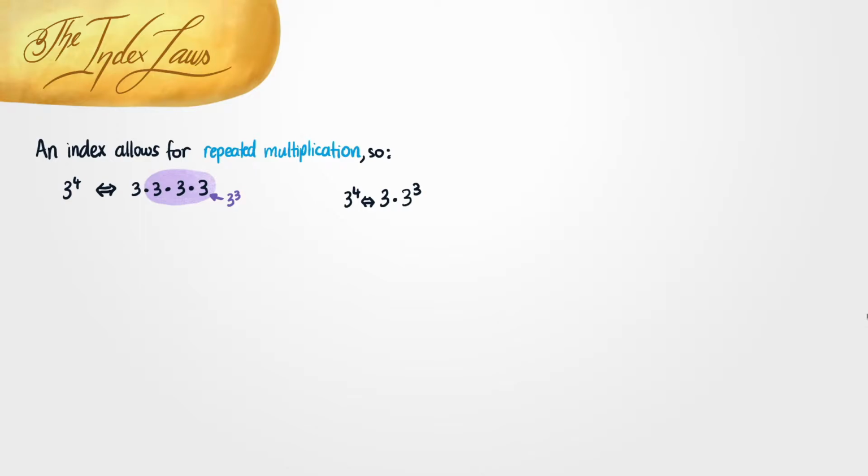Or we could even think of this in another way. If you started off with 3 to the power of 4, if you then divided by 3, you'd end up with 3 to the power of 3. So if you divided by 3 here, this 3 and this 3 would cancel, and you're only left with 3 to the power of 3. Now you can look at either one of these two as the definition of an index, because you can use either one of these to actually come up with any of the index laws that we're about to show you.